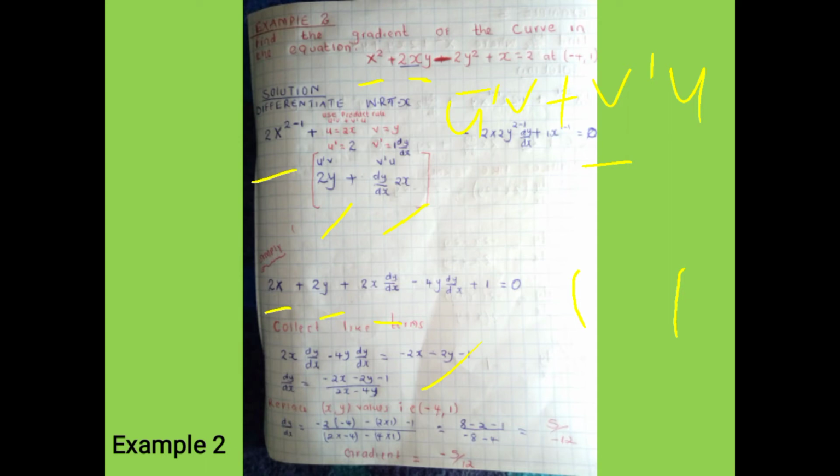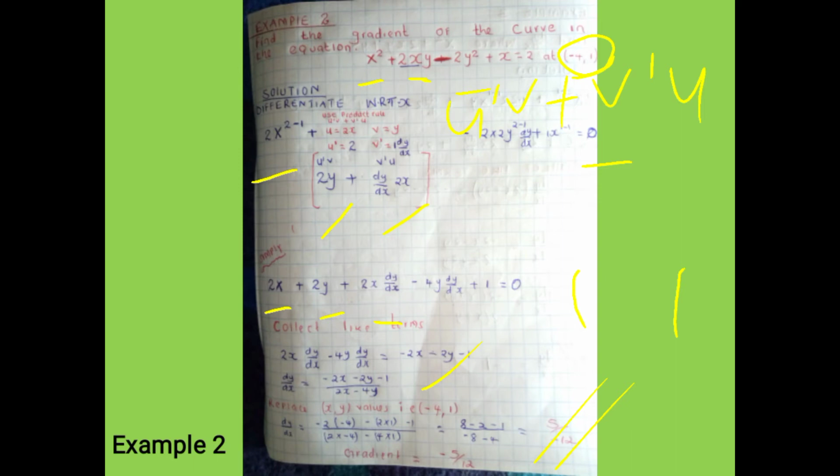Because we were told to find the gradient, you just replace. Remember, dy dx is the same as the gradient. So you replace the x and y values with the given point in this equation. dy dx is equal to negative 2 times negative 4 minus 2 times 1, all over 2 times negative 4 minus 4 times 1. You get 5 over 12. 5 over 12 is our gradient, and that is our example number 2.